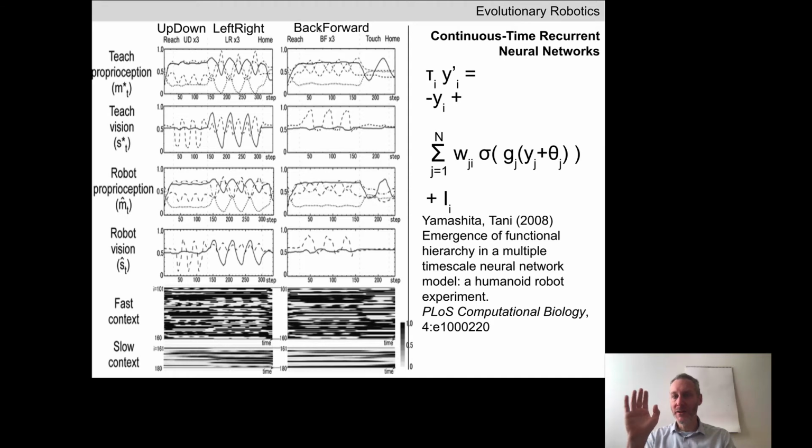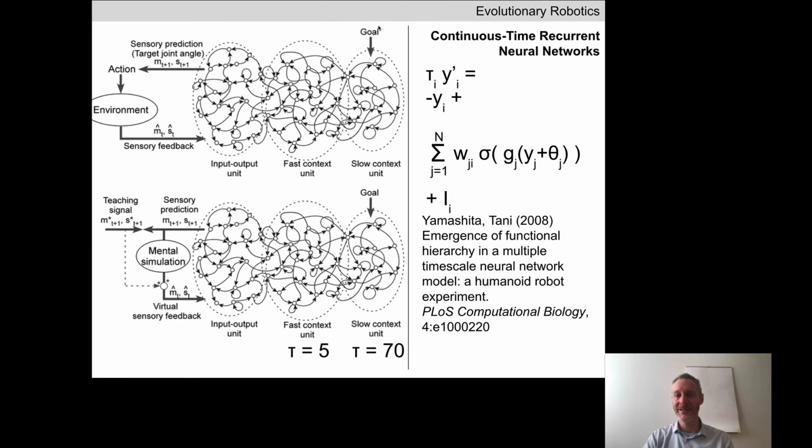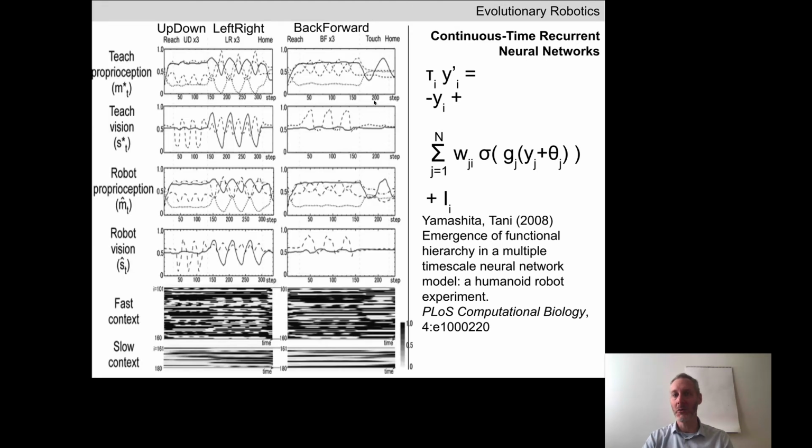Same evolved CTRNN. We now give the robot a different set of goal signals that we feed into the network. We feed that goal signal into the slow units. We tell the conductor what song we want to hear. The conductor does her thing with the baton, and that pushes the musicians into yet a different song, which is move the block forward and back 3 times.